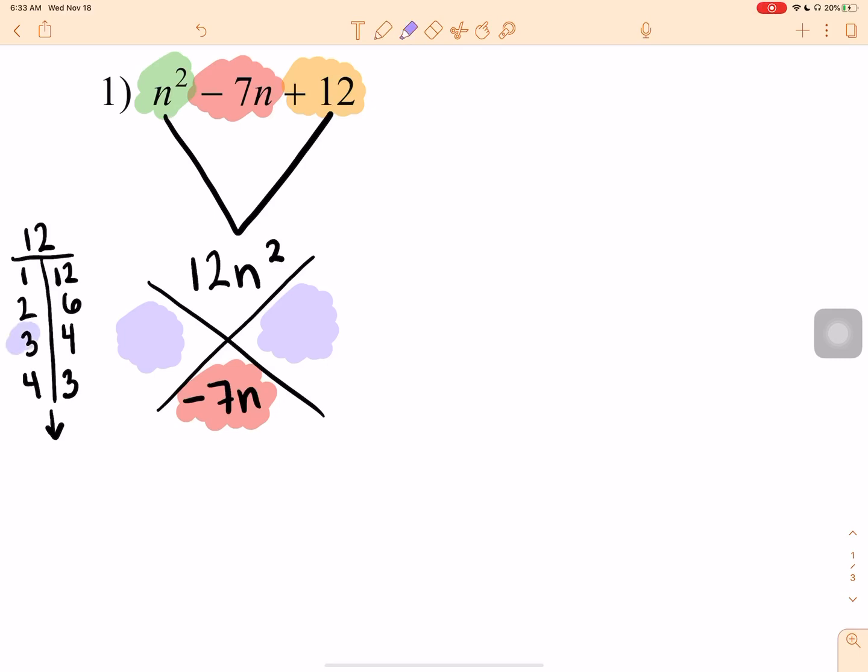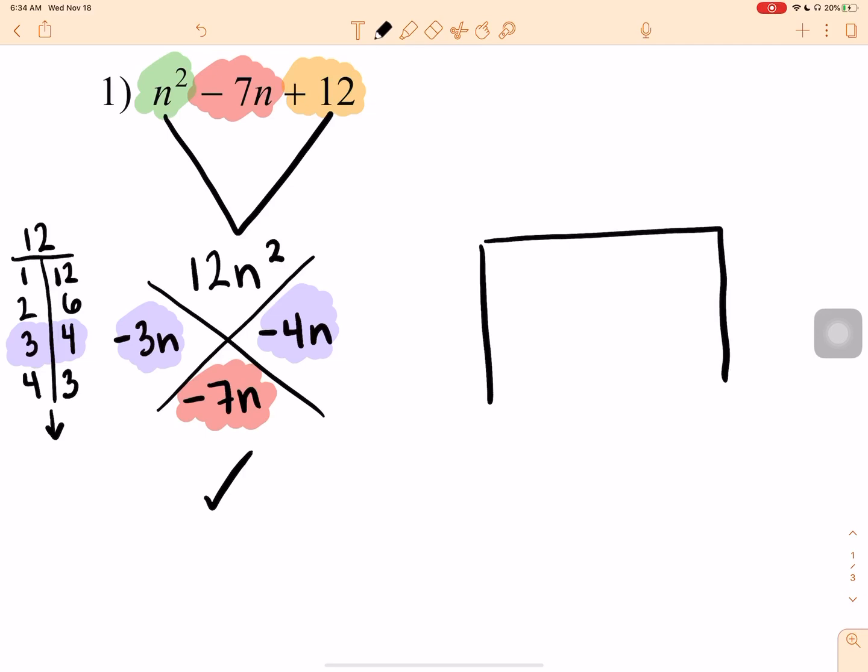Looking here, I see that I have 3 and 4, and if I make each of them a negative, they multiply to be a positive 12n squared, and they combine to be a negative 7n. So this tells me that it is factorable. If I found these two factors here and here, I have a factorable quadratic. So now I can draw my area model, and you can always draw your area model to start, but usually I recommend waiting just in case something is not factorable. I believe for the purposes of this video, I chose quadratics that were all factorable.